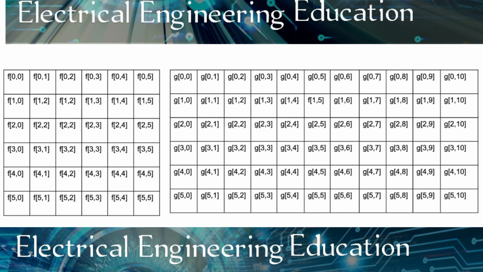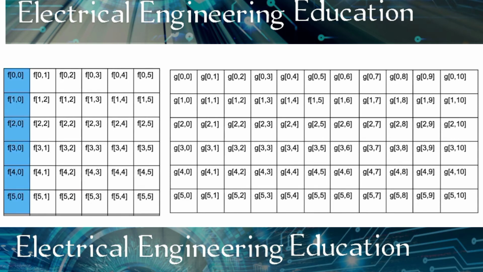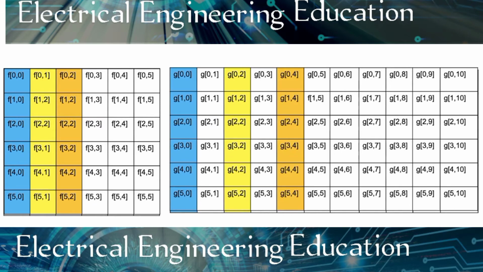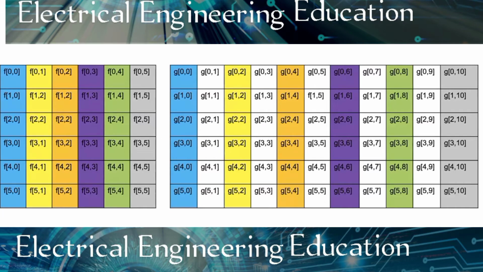Let's look at the relationship between the pixels of f and g. The first column of f is mapped to the first column of g. The second column of f is mapped to the third column of g. The final column of f is mapped to the following column in g. The colors show the relation between columns of image f and g. We see several columns of g have no corresponding value in f.